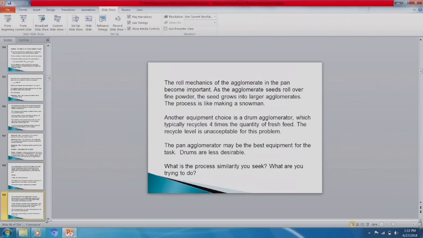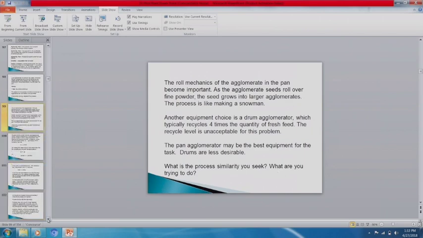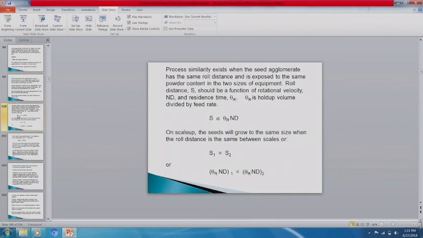Okay, now this is going to take some creative thinking here. Actually, it's like a snowman, right? Or a snow woman. You're making a snowman or snow boy or snow girl. And basically, roll distance. The size of the agglomerate will depend upon roll distance.